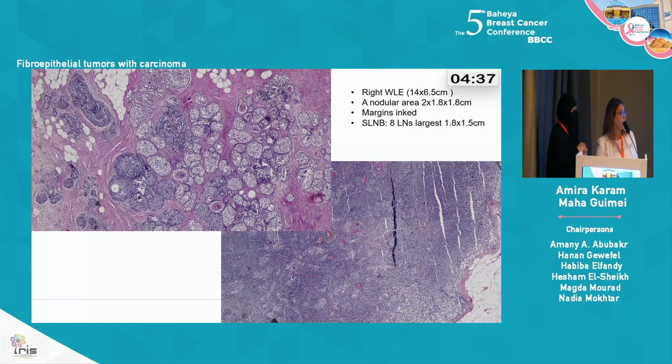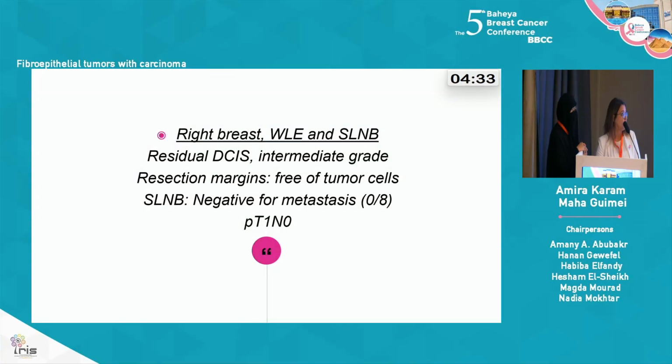All sentinel lymph nodes were examined. They were all negative. So our report was residual DCIS, intermediate grade resections, margins are free, and the sentinel lymph nodes are free. So I guess it's PT1 N0.